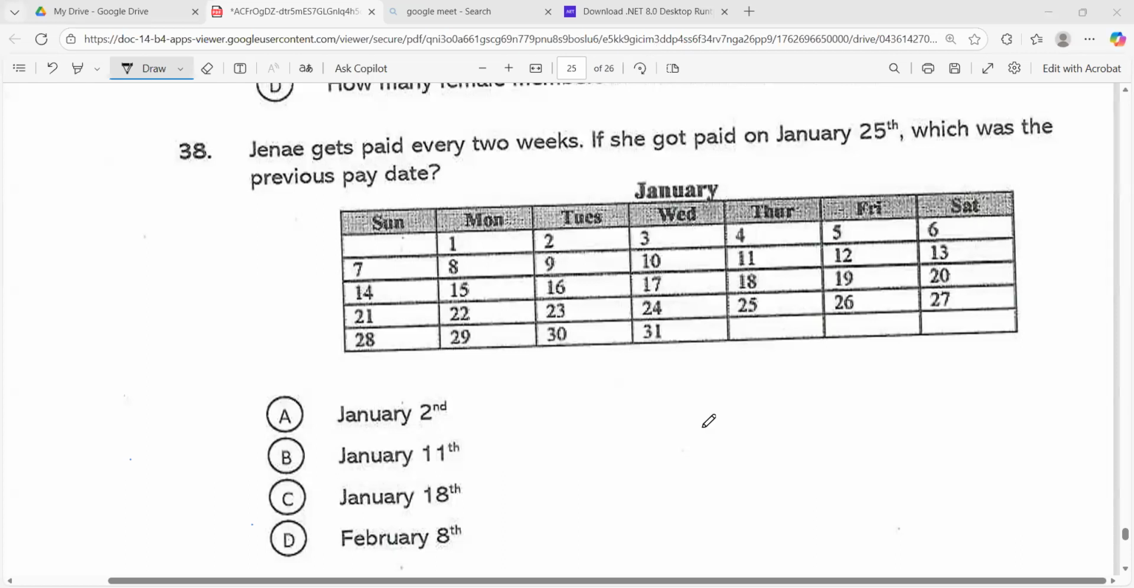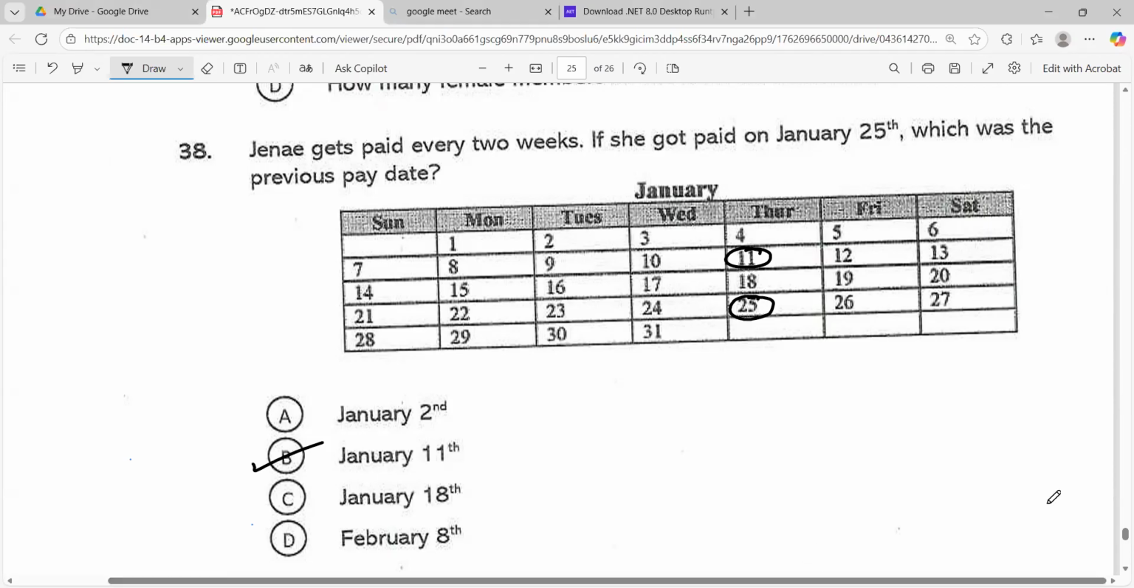So Jenny gets paid every 2 weeks. If she got paid on January 25th, which was the previous pay date? It says she got paid on the 25th, and she gets paid every 2 weeks. We're going to look back, and it says which was her previous pay date. So we're going to look back 2 weeks, and we'll get the 11th. Agree.